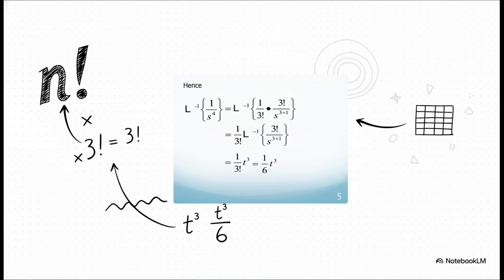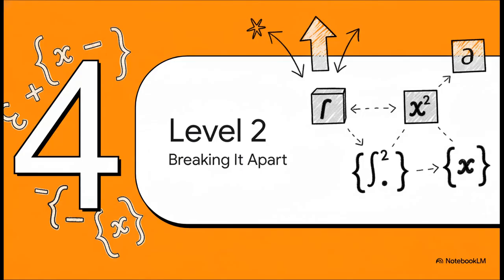So here's the trick. We multiply by 3 factorial over 3 factorial, which is really just a clever way of multiplying by 1, right? This lets us perfectly match the form on our map. Then we can pull that constant denominator out, and we're left with the inverse of t cubed. Our final answer? T cubed over 6. See? Not so bad. Ready for level 2?